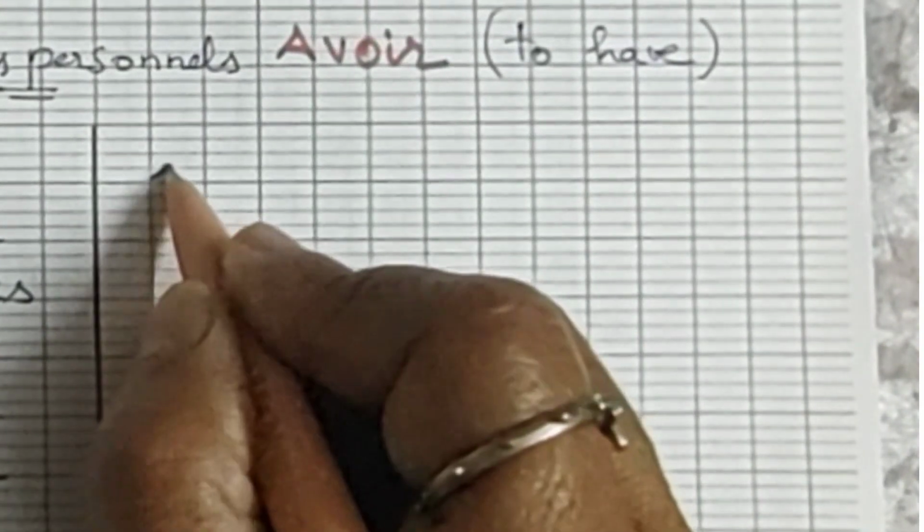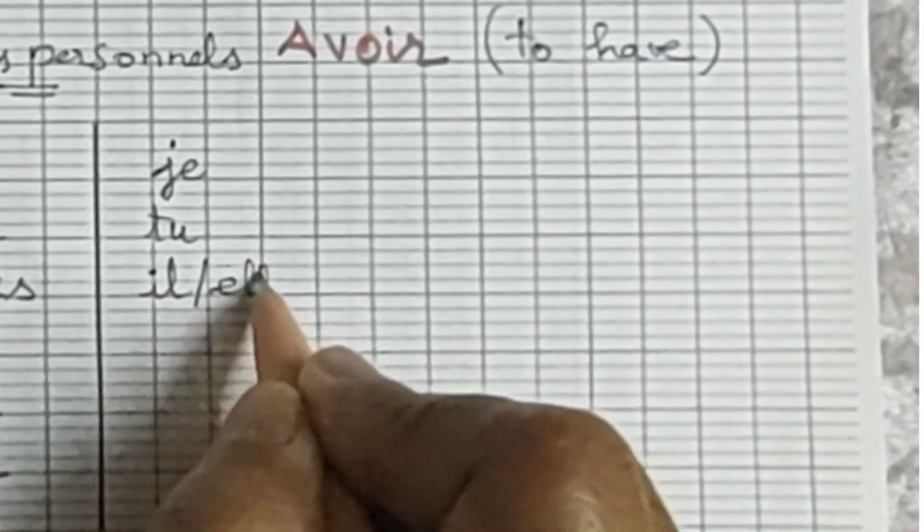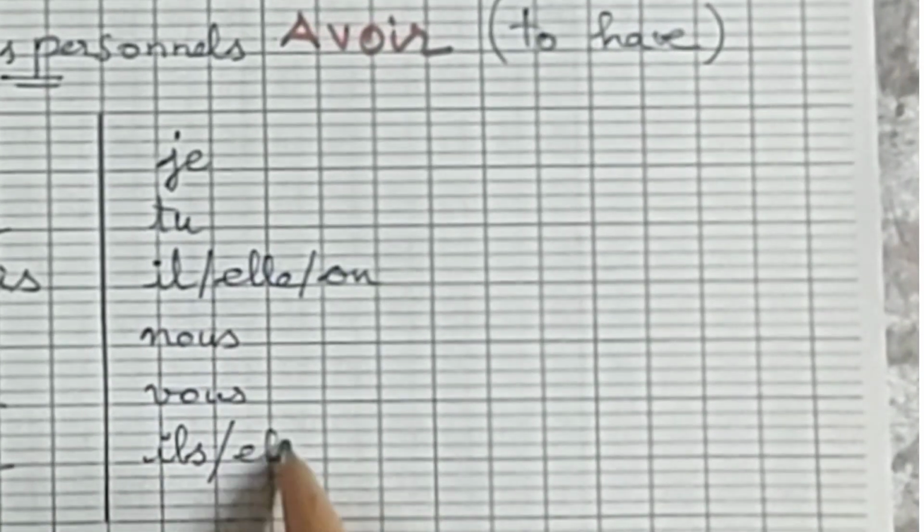As usual, let us write all the pronoms personnels. The pronoms personnels are je, tu, il, elle, on, nous, vous, and ils, elles in the plural form. Now let's add the verb to this.